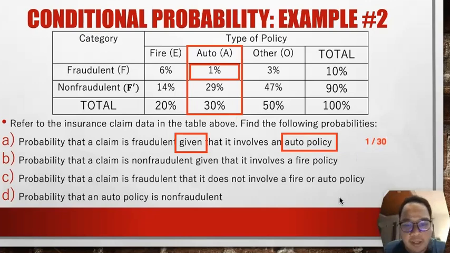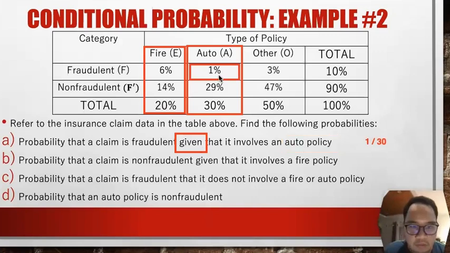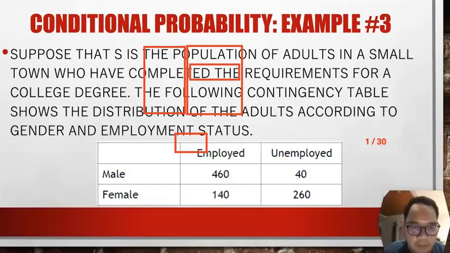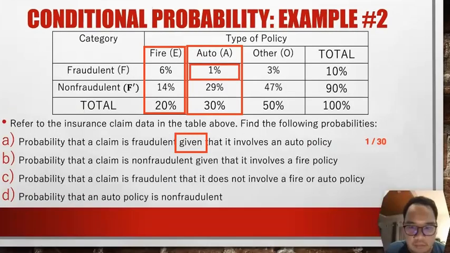Okay, now let's try to answer letter B. Determine the probability that the claim is non-fraudulent given that it is a fire policy. So fire policies, this is the given. So we're going to restrict ourselves to the fire policies this time. We're going to forget all the others there, and let me erase all the things that we don't need for now. Oops, sorry, my bad.